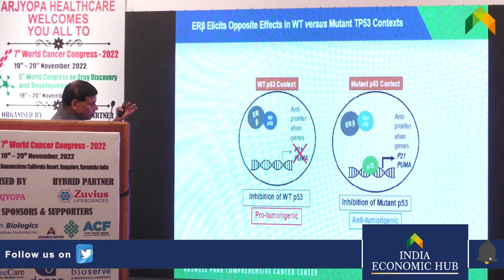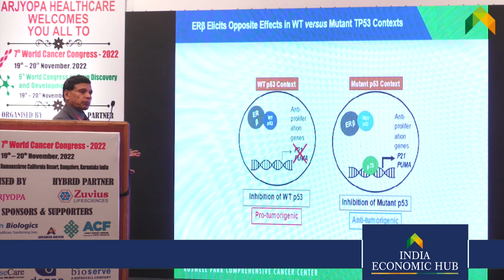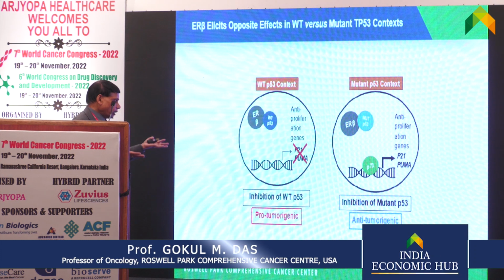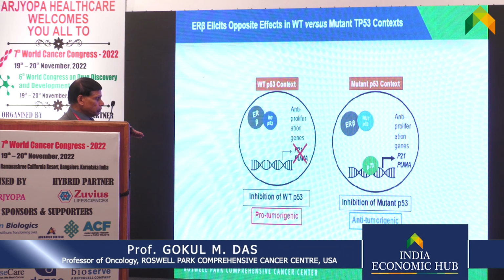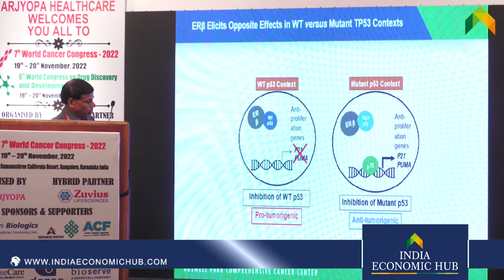So we are providing an explanation of the controversy in the field, where estrogen receptor beta has been reported, in some reports as pro-tumorigenic, and in other reports as anti-tumorigenic. So what we are showing is that both camps may be correct, but neither camp looked at the status of P53, and that is the determining factor. That's what we have shown in our work.